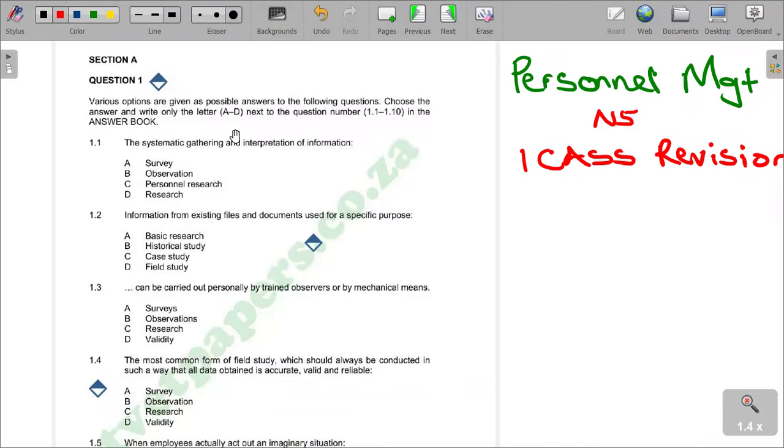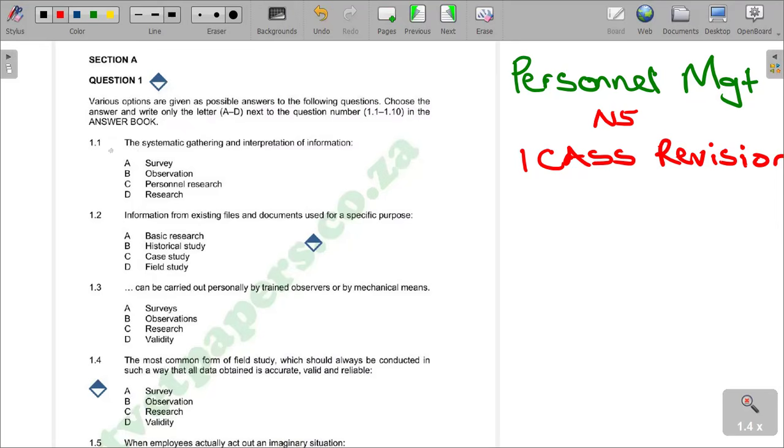So I'm going to start with question 1, which is on section A. Section A, you are supposed to answer every question. Question 1 reads: various options are given as possible answers to the following questions. Choose the correct answer and write it next to the letter A to D. You are supposed to choose the correct answer from the A to D.